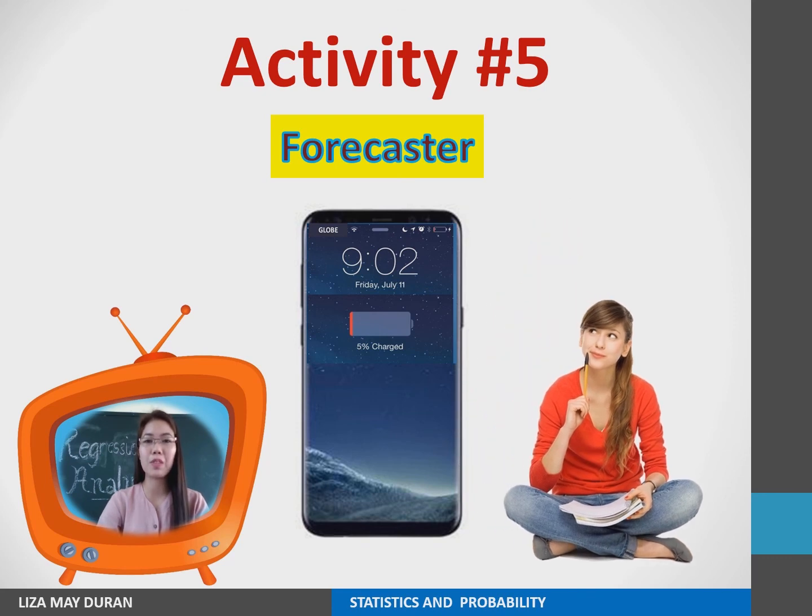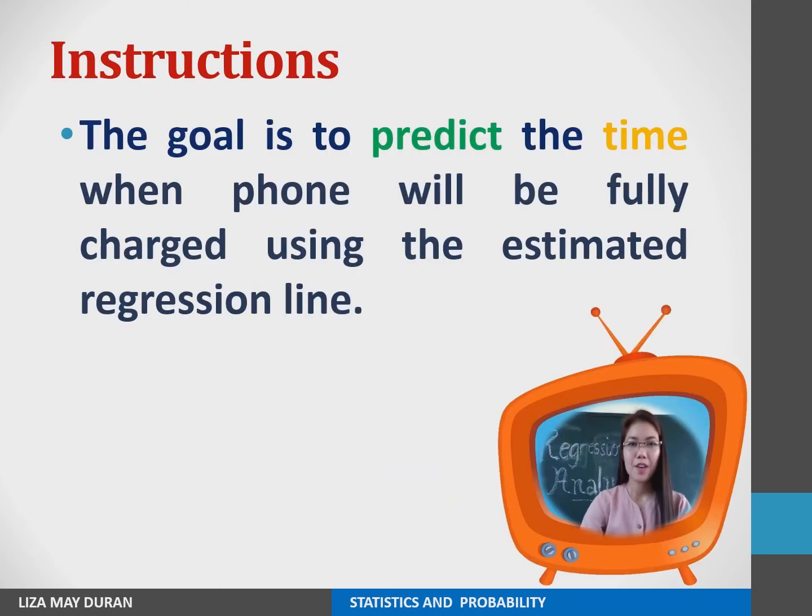For the next activity, you will be using your previously estimated regression line equation to forecast the time when the phone is fully charged. For the instructions, the goal is to predict the time when the phone will be fully charged using the estimated regression line from your previous activity. You will be given 5 minutes to do this.